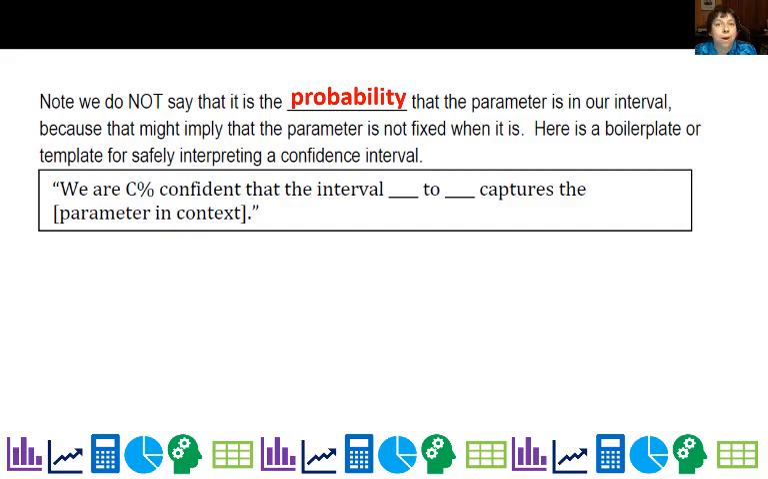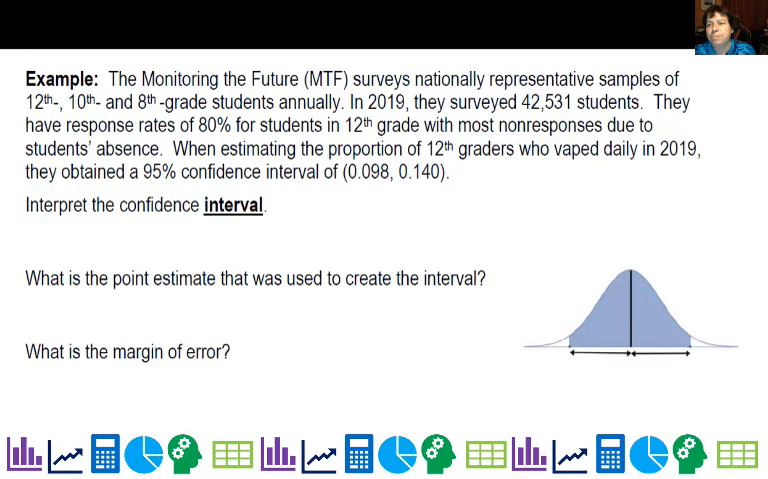That the interval from the low value to the high value, so your point estimate plus or minus your margin of error, captures whatever thing you're trying to capture in context. If you do not say that, for example, we're going to look at vaping. If you leave out the vaping part, you are missing part of the response. So this is what I was talking about.